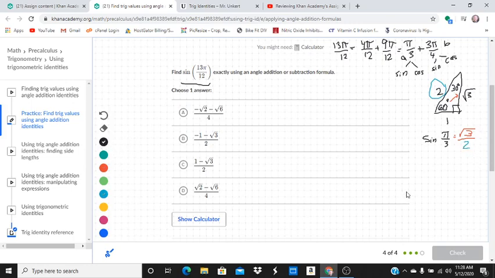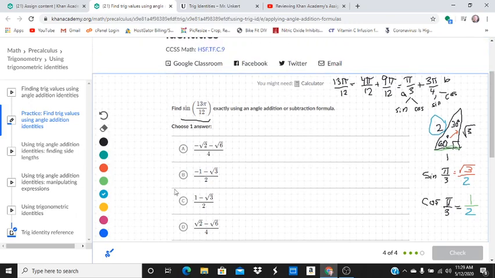Okay. Cosine of pi thirds is going to be the adjacent side, so 1 over the hypotenuse. Okay, so we got one of those. Now we've also got to do 3 pi fourths. So let's draw out a triangle.